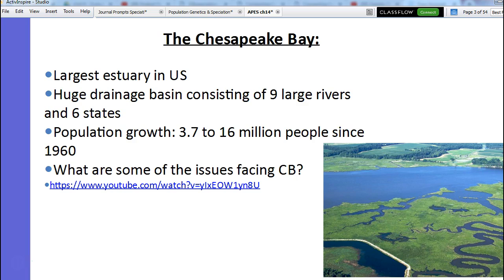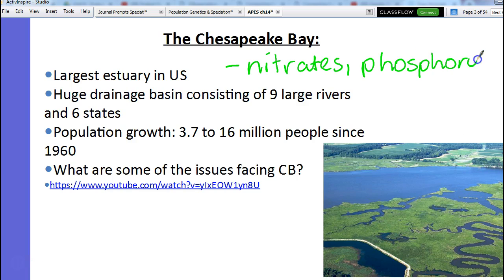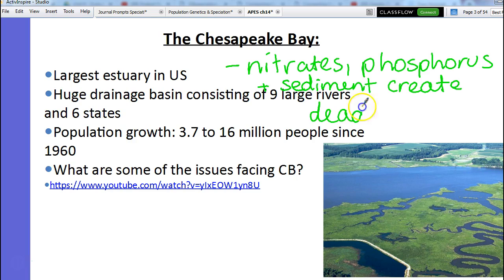What was flowing into the river? Yeah, what kind of pollution? Runoff from agriculture like nitrates, phosphorus, and remember sediments. Yes. And they're creating dead zones where there's no oxygen. We'll talk about that today a little bit. Okay, so that was kind of our recap. We looked at the Chesapeake Bay yesterday.